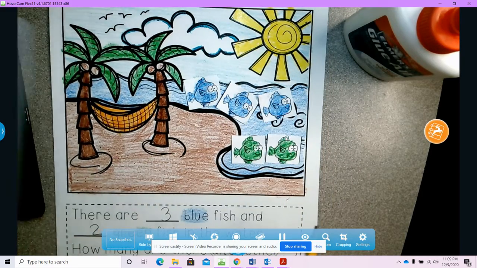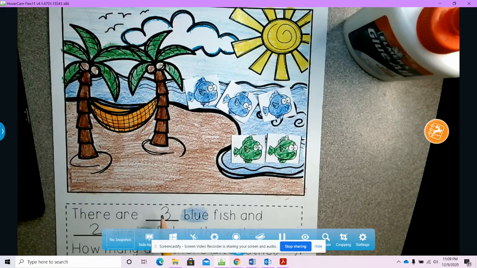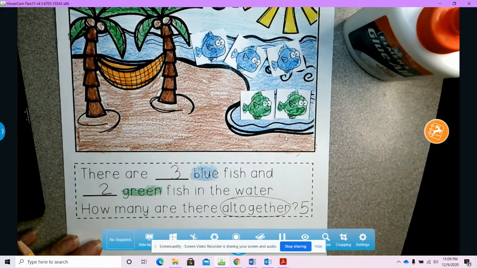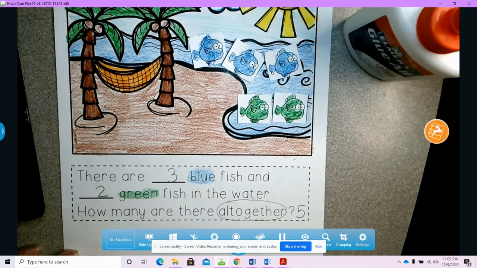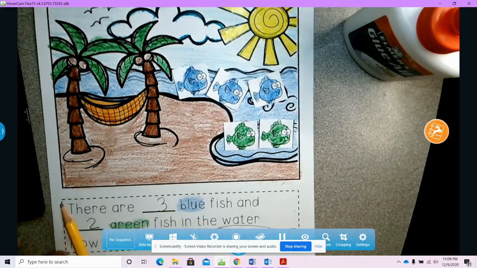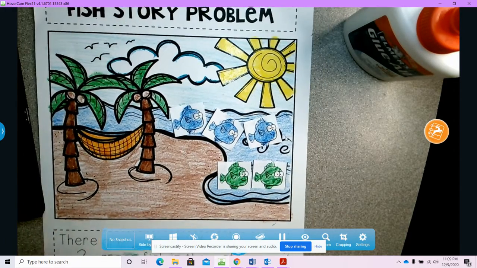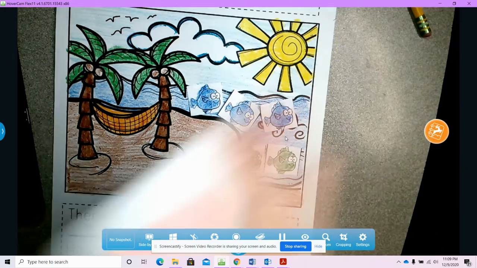Now you get to decide how many fishes are in your story, but you cannot use the same numbers that I used. Okay? You cannot have 3 blue fish and 2 green fish because that's my story. You have to pick fish for your story. Okay? And then when you're done, you're going to turn in a picture of this.